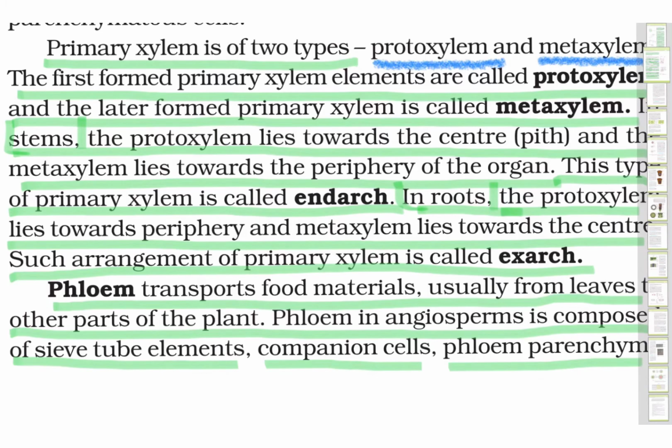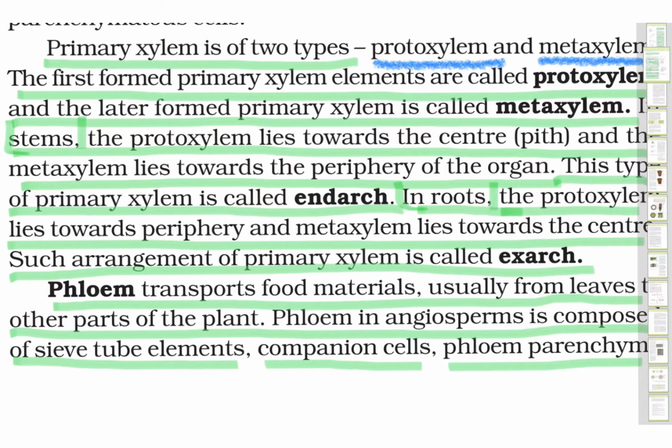Now we have seen the explanation regarding xylem. Let us see 2 different types of xylem which are found. They are protoxylem and metaxylem. What are they? Let us see. The first formed primary xylem elements are known as protoxylem. Proto means early, and the later formed primary xylem is known as metaxylem.